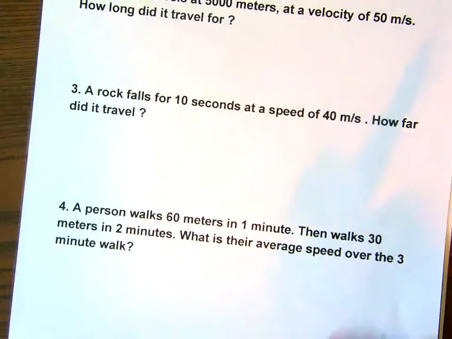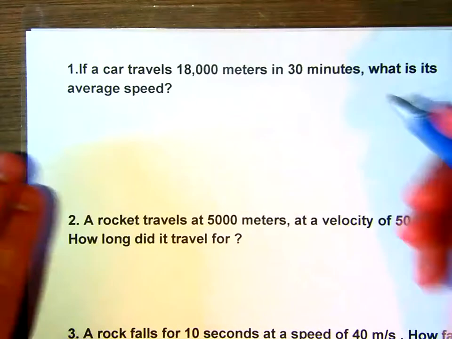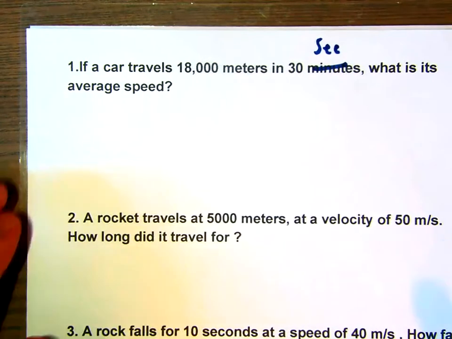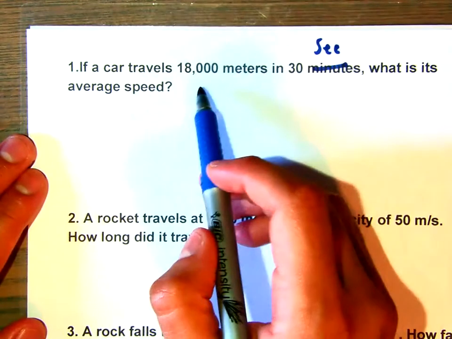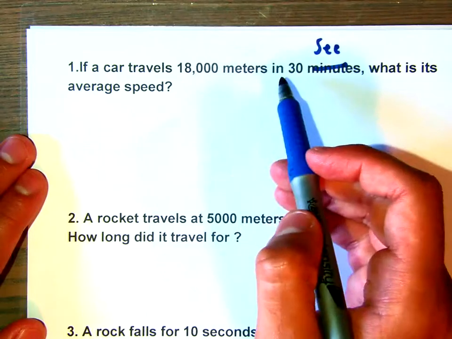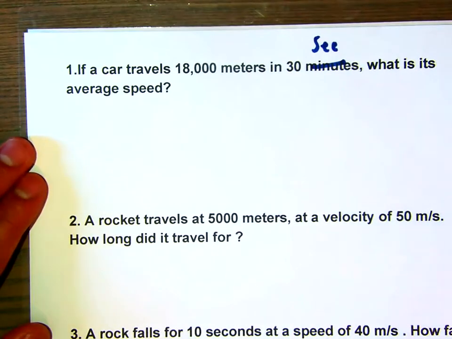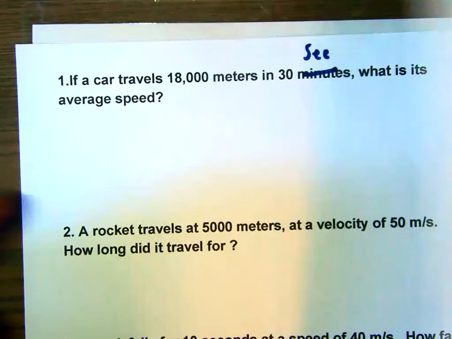Okay, all right. So the first one, I'm actually going to switch this to seconds just to make it like it's an SI unit. Okay, so if a car is traveling 1,800 meters in 30 seconds, what is the average speed? Well, this is easy, right? I'm using my equation, speed equals distance divided by time, because I'm looking for speed.